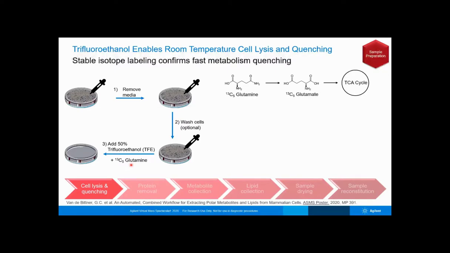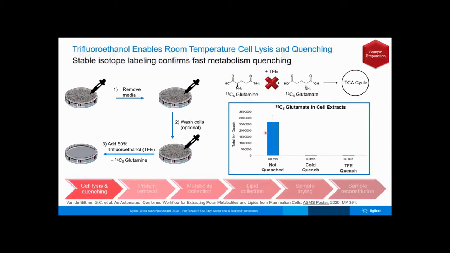Since carbon-13 labeled metabolites have greater mass than their endogenous counterparts, LC-MS analysis can be used to monitor these compounds in these samples. In this case, carbon-labeled glutamine is first converted into carbon-labeled glutamate before entering the TCA cycle. When an effective quenching reagent has been added to the cells, like 50% TFE, the conversion of carbon-labeled glutamine into downstream metabolites is stopped. This graph demonstrates this well.